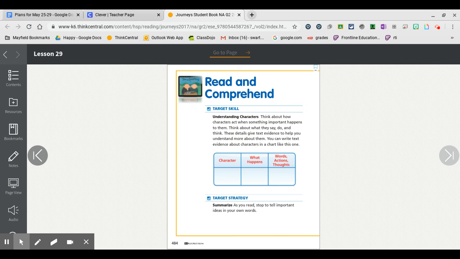Think about how characters act when something important happens to them. Think about what they say, do, and think. These details give text evidence to help you understand more about them. You can write text evidence about characters in a chart like this one. Who the character is, what happened, are these words, actions, or thoughts? Now remember, characters are the people or animals in a story.